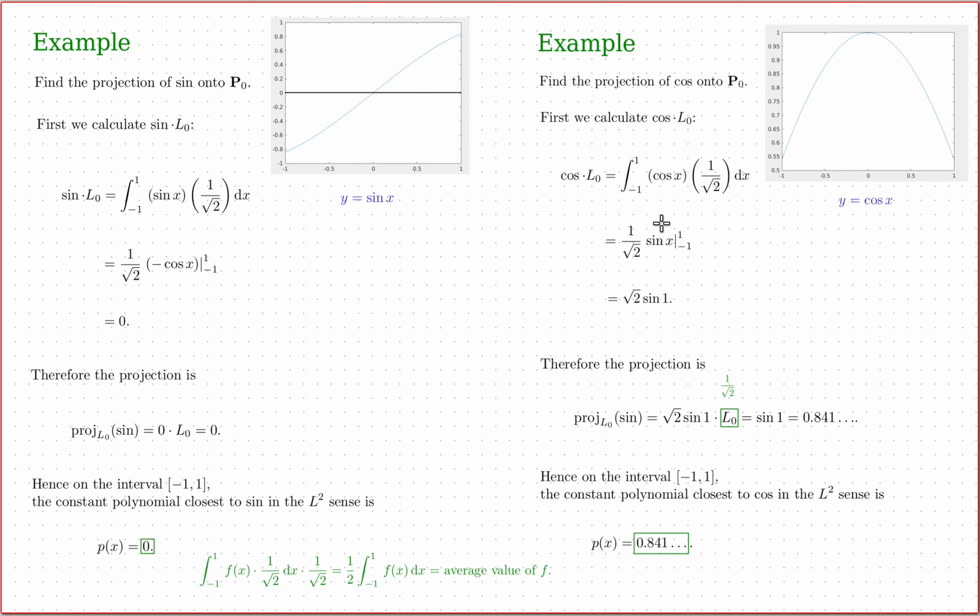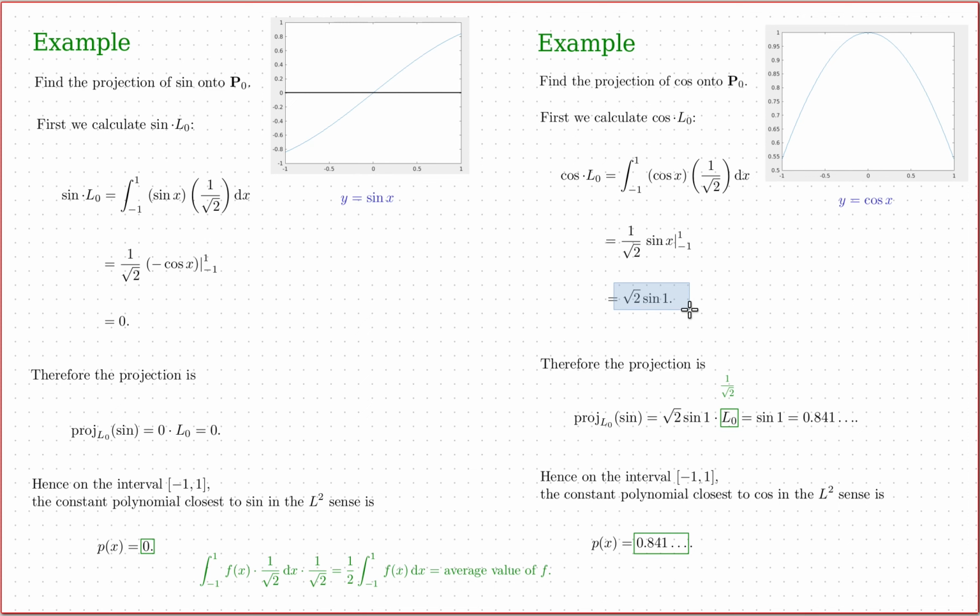And so the antiderivative of cosine is sine, and we evaluate it. We end up with sine of 1 minus sine of -1. Sine of -1 is minus sine 1. Those two negatives cancel, so we end up with 2 copies of sine 1 divided by radical 2. The 2 cancels against the radical 2 and leaves me with radical 2 sine 1. Now, that's the dot product.